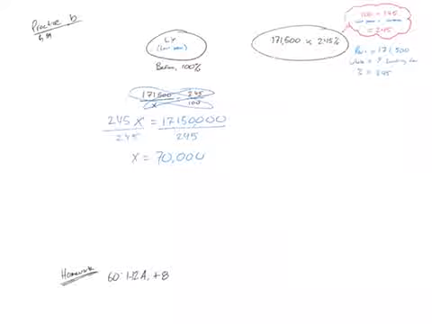So how many widgets did they make last year? 70,000 widgets. Again, since this is a word problem, we're going to have a word answer. So my answer would be 70,000 widgets were made last year. Don't just stop at that 70,000. That's just being lazy. Do your job, answer the question.